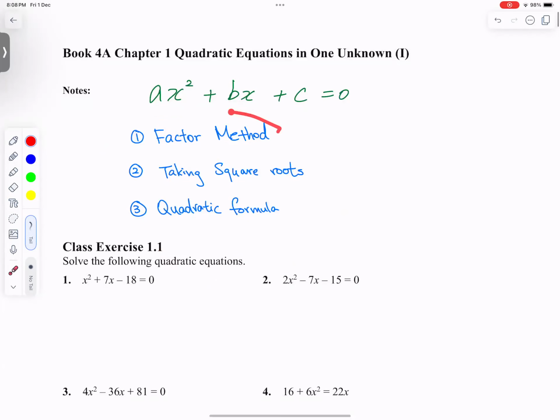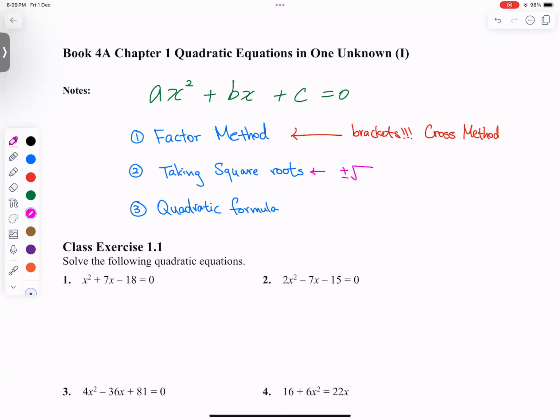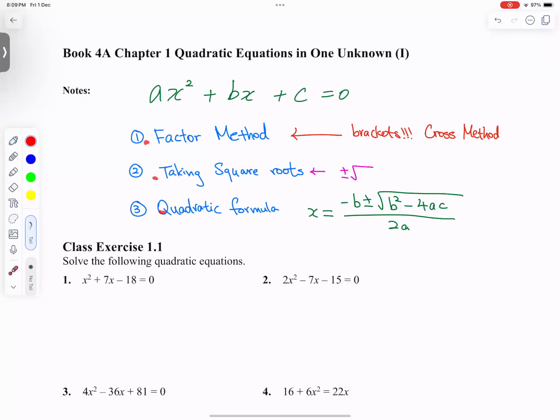So how do we do it? What is a factor method? Factor method basically means in your steps, you need some brackets. And how do we get those brackets? We use cross method. And then taking square roots is basically giving plus, minus square roots to the questions. As for the quadratic formula, you need to memorize that as well. x equals to negative b plus minus the square root of b squared minus 4ac, over 2a. Make sure your overline is not just here, but the full length. This is basically the whole chapter 1 already, just 3 things.